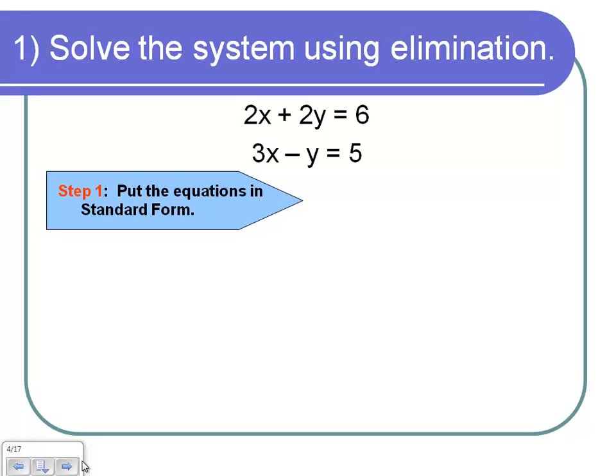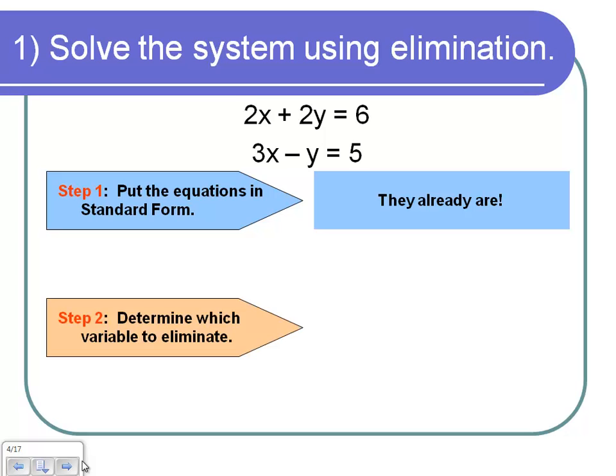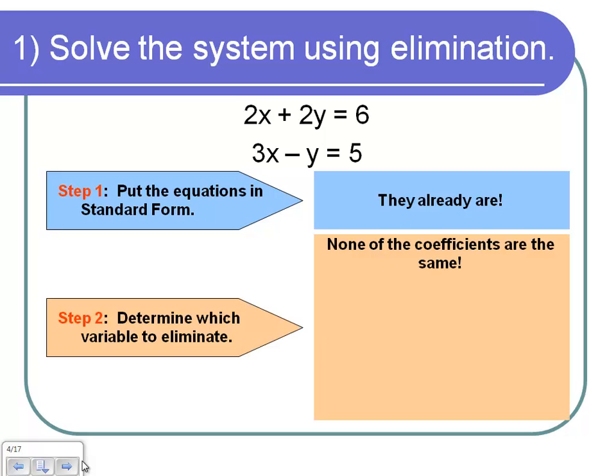So let's see what we have. 2x plus 2y equals 6, 3x minus y equals 5. Put the equations in standard form. Well, they already are, so good for you. Determine which variable to eliminate. None of the coefficients are the same. However, if you'll see, the y is positive on one of the equations and negative on the other equation.